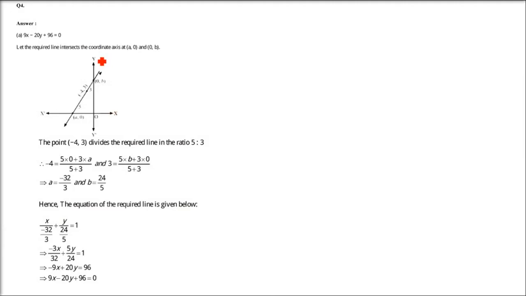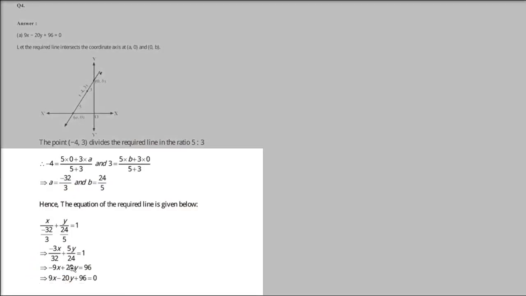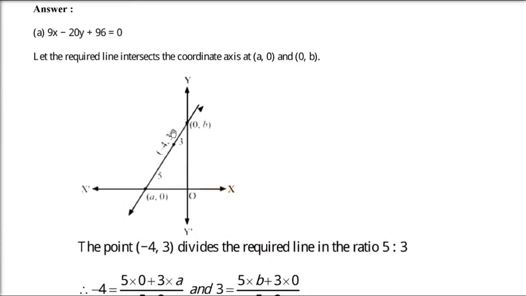This is question number 4. The equation of the straight line which passes through the point (minus 4, 3) such that the portion of the line between the axes is divided internally by the point in the ratio 5:3. Let me explain the question first.